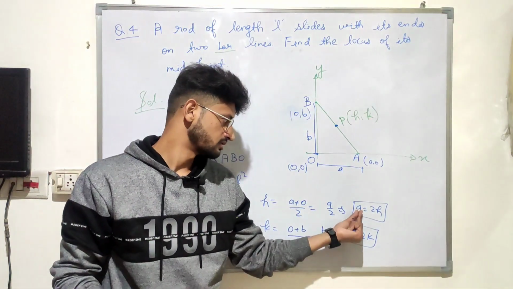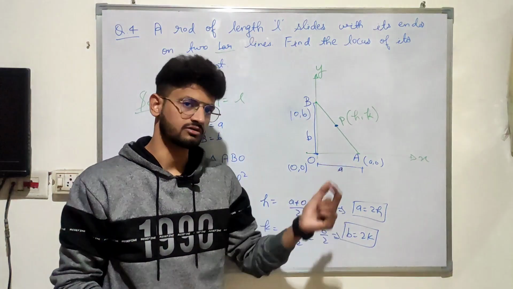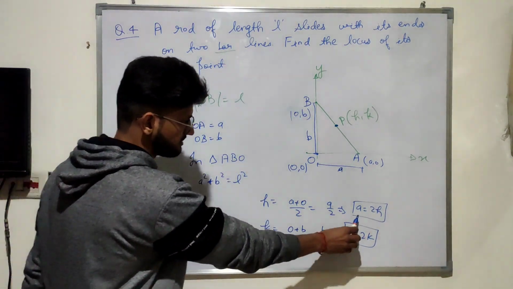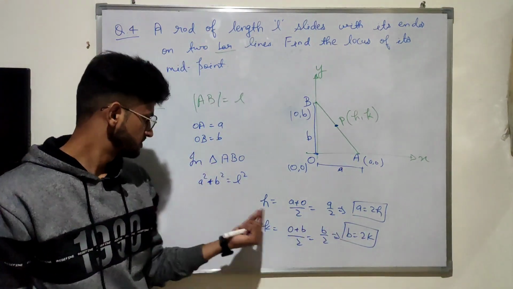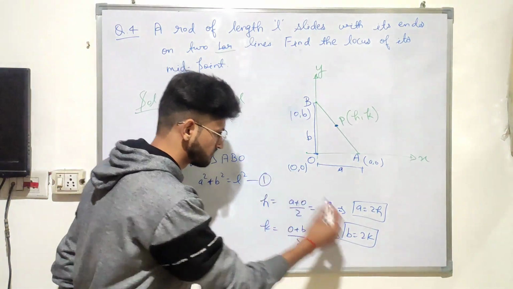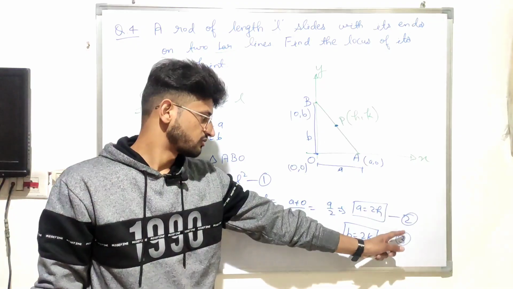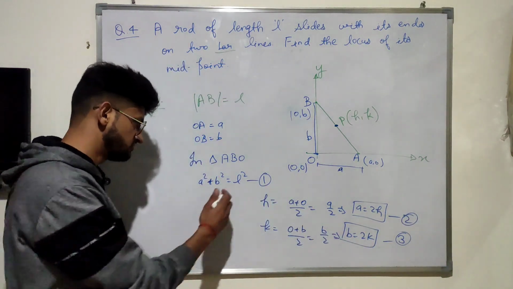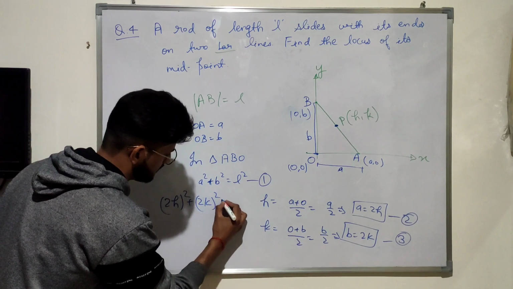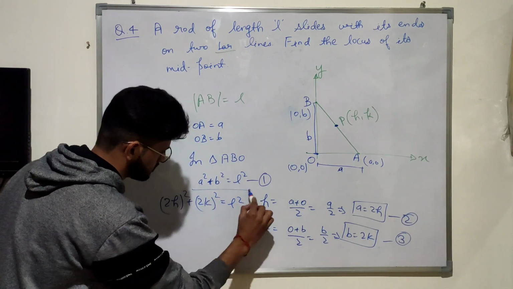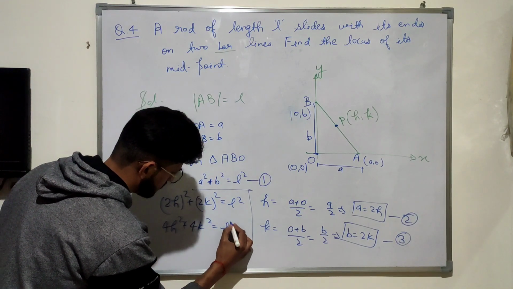Since we are supposed to remove the variables A and B, because these are not given in our problem, we have introduced these variables to solve it. So now we will remove the variables A and B. So here we can substitute A to be 2H and B with 2K. This is equation number 1, this is equation number 2, and this is equation number 3. So we are substituting the values from equation number 2 and 3 in equation number 1. So finally we get 2H whole square plus 2K whole square, that is equal to L square. After simplification, we can write it as 4H square plus 4K square equals L square.